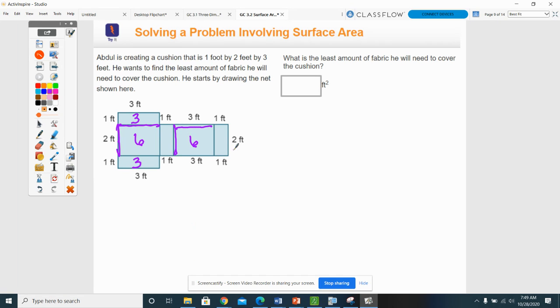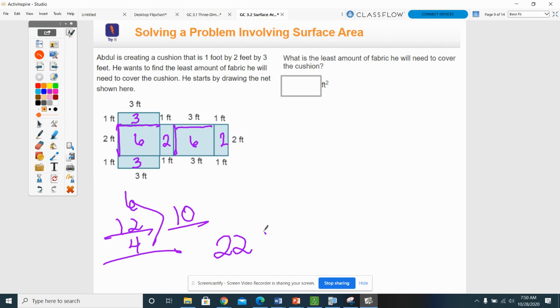And now these two also go together. 2 by 1 is 2. 2 by 1 is 2. Add them together. You get 6 for these two, 12 for these two, and 4 for these two. 6 and 4 is 10. Mrs. Bruno's not using her calculator again. 10 and 12 is 22 square feet.